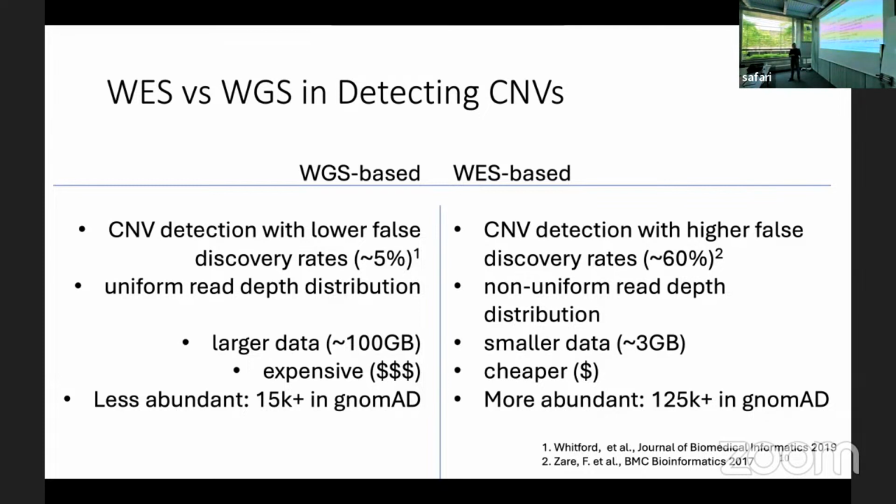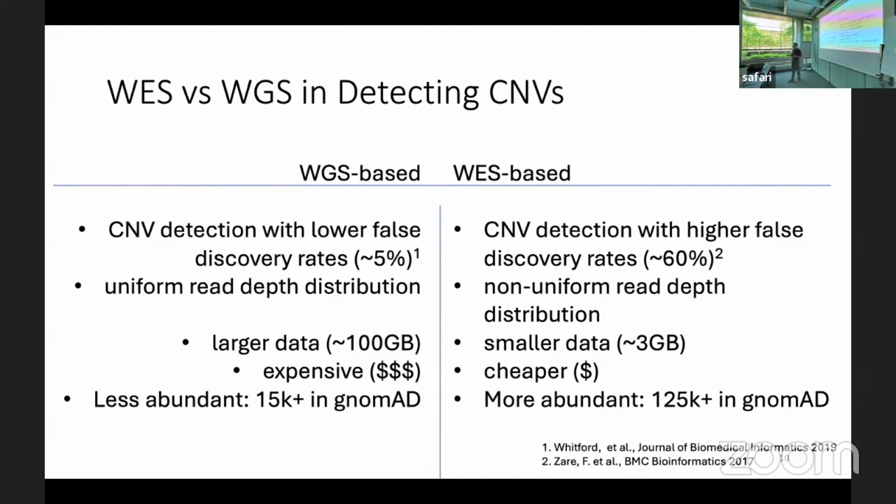But why do we want to do it over whole exome sequencing data then? The reason is that with whole genome sequencing data, the data sizes are quite large. This is 100 gigabytes on average, and this is about 3 gigabytes. Whole genome is more expensive. It's around $1,000 now, and recently got below. Exome is much cheaper. Whole genome is less abundant. For instance, in gnomAD, when I checked, it was about 15,000 whole genome samples, whereas whole exome sequencing is quite abundant.